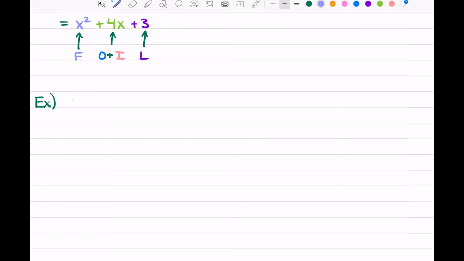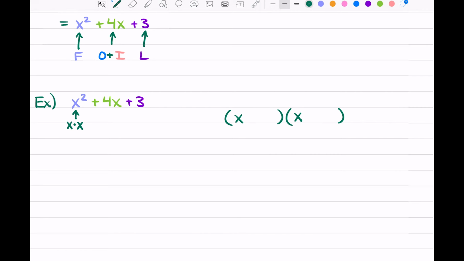Let's work with our same problem. We'll have x squared plus 4x plus 3. So what we want to do is figure out what were the two pieces that we multiplied together. So we know our first term here comes from multiplying the first pieces. So what two things do we multiply to get x squared? Well, we can multiply x times x. That would mean that in our two pieces that we multiply, our first piece is x.